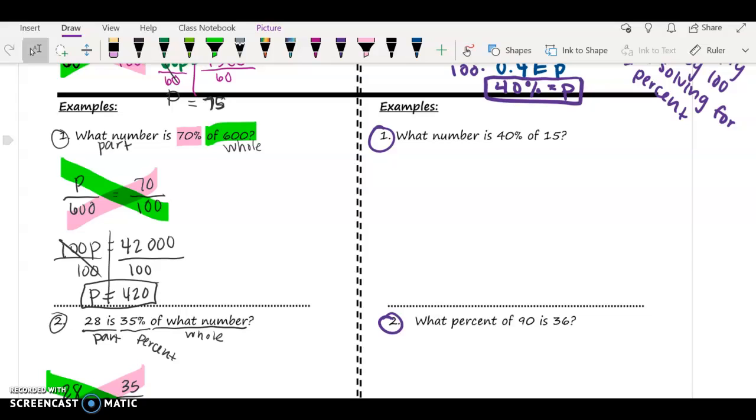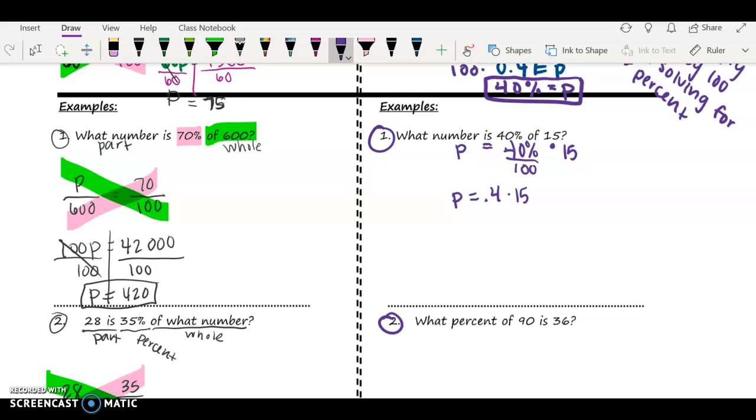Okay, so let's do examples 1 and 2. So what number means equals 40% of 15. So we have what number? Well, we don't know, but we know that next to is always our part. 40% of means multiply 15. Whenever we have a percent, to get rid of the percent sign, we have to divide it by 100. So we have part equals 0.4 times 15.